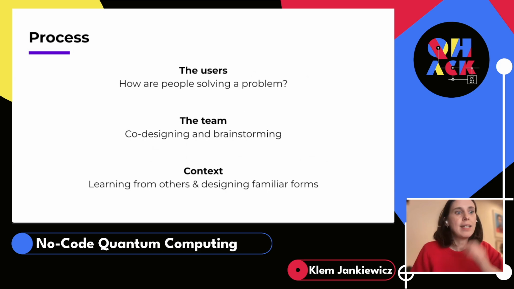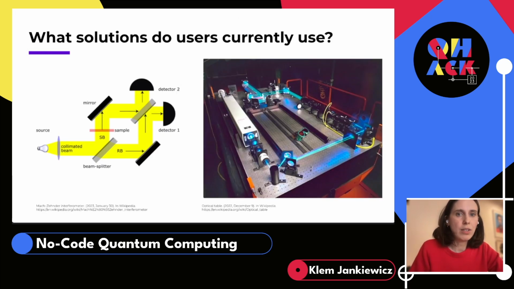And now I'd like to talk very fast about the process. Again, I'm not going to talk about the general design process, just a few things related to the users, the team, and some context that could possibly be useful during the hackathon. These are also things that we used in the design process of those interfaces. So the first thing is to think: what are the current solutions? How are the users working with this problem currently?